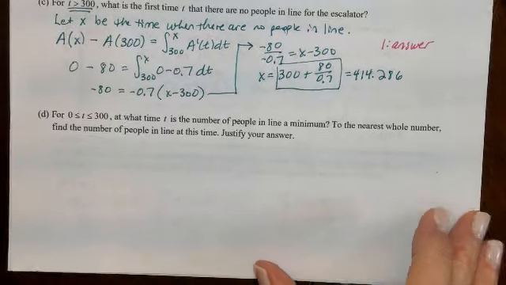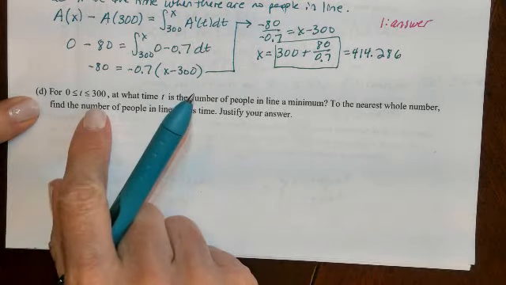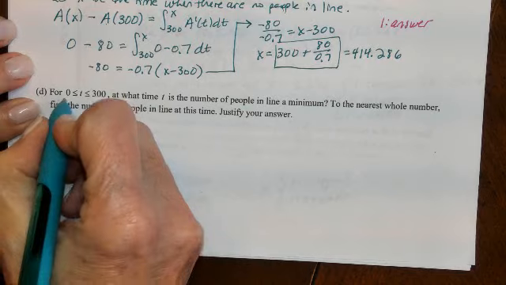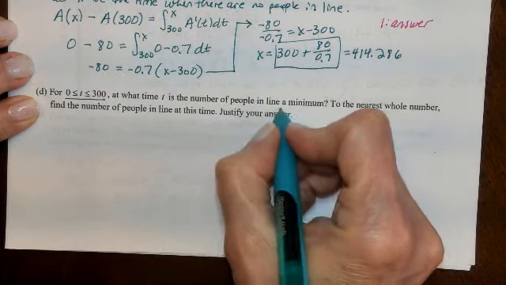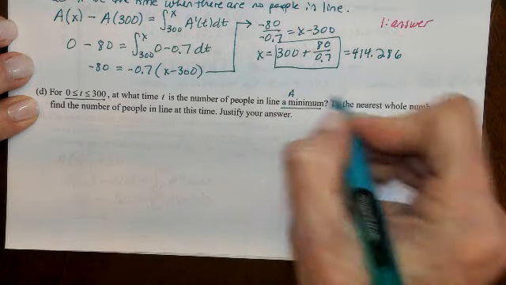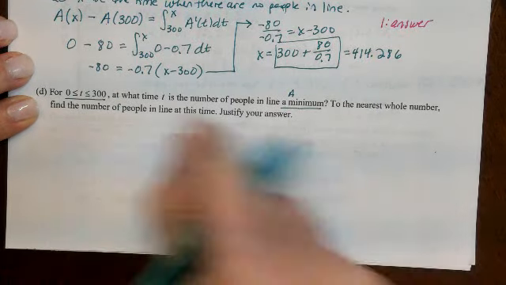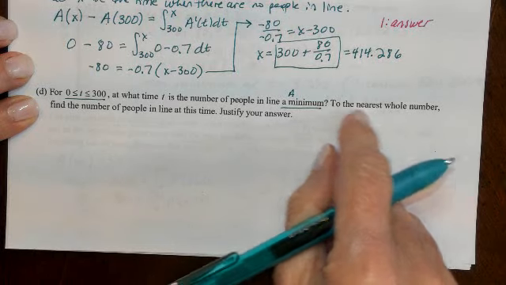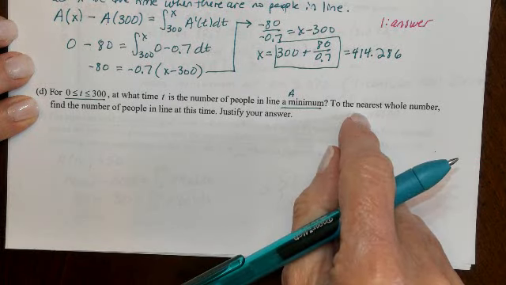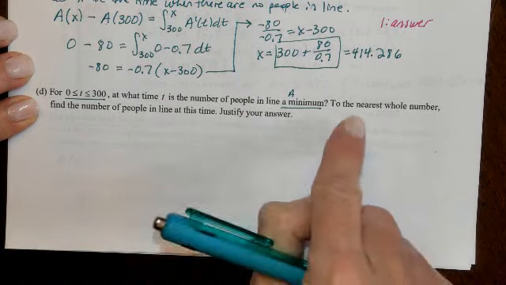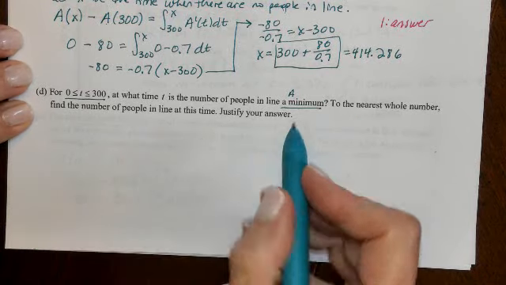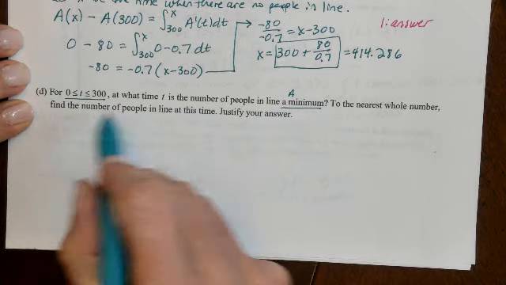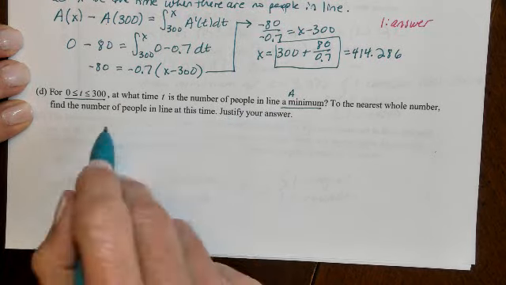Okay, sorry. Part D. All right, we're back to 0 to 300. For 0 to 300, at what time is the number of people in line a minimum? So we want to minimize A here for that time period. To the nearest whole number, find the number of people in line at that time. So we want the time and we want the number of people at that time that A is a minimum. So, an absolute min, closed interval test.